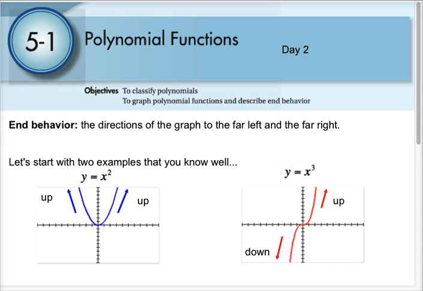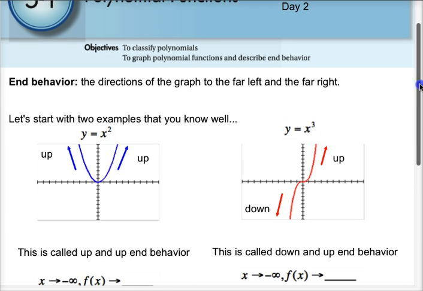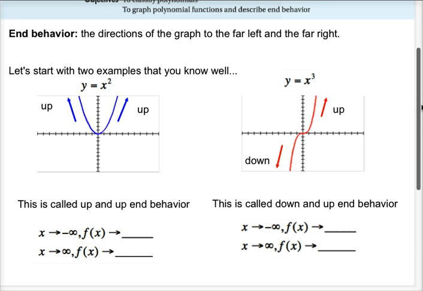So in the first part, we were talking about classifying polynomial functions, talking about naming them based on their degree and based on the number of terms that they had. Today, we're going to analyze another aspect of these graphs. We're going to inspect what's called their end behavior. What the end behavior means is the directions of the graph to the far left and the far right. So essentially, what are they doing when x is going to negative infinity and when it's going up to positive infinity? So let's start with two graphs that you guys know pretty well by this point.